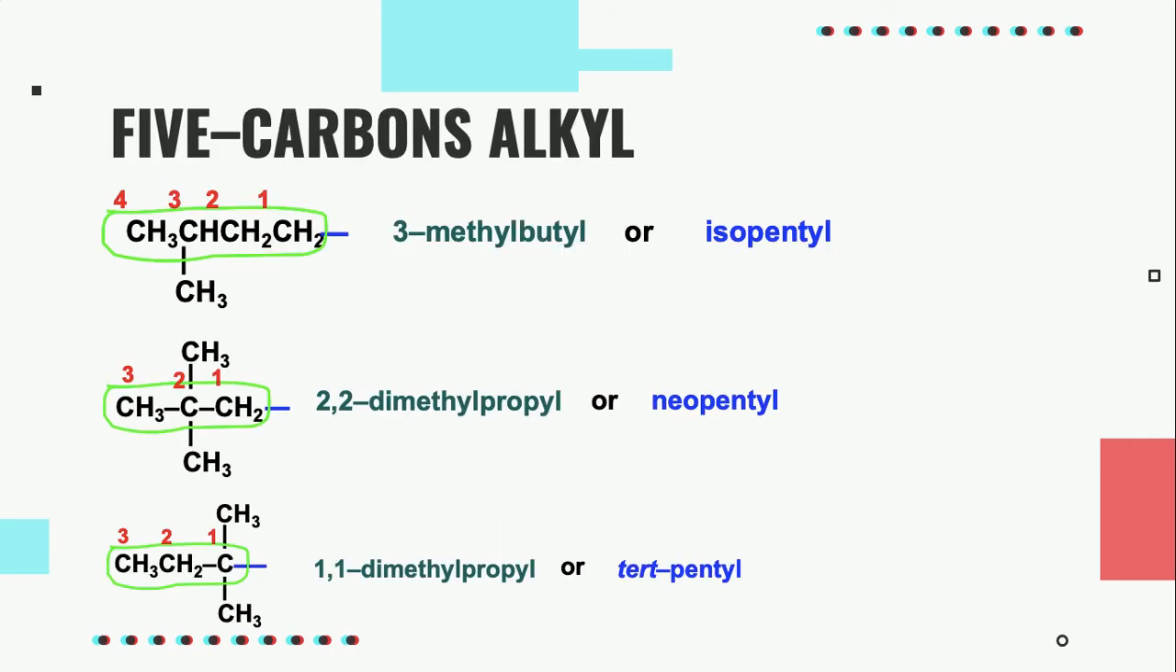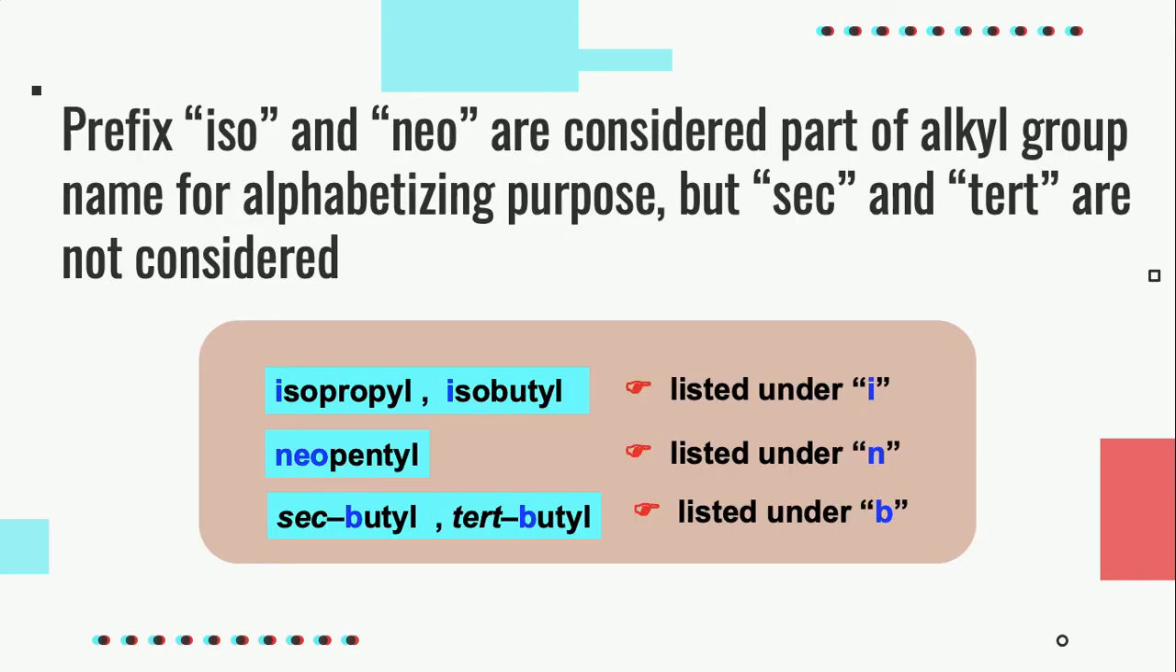For a 5 carbons alkyl group, the common name of 2,2-dimethylpropyl is neopentyl. Neopentyl means a quaternary carbon bonded to 3 methyl groups and 1 methylene group. Prefixes iso and neo are considered part of the alkyl group name for alphabetizing purposes, but sec and tert are not considered.